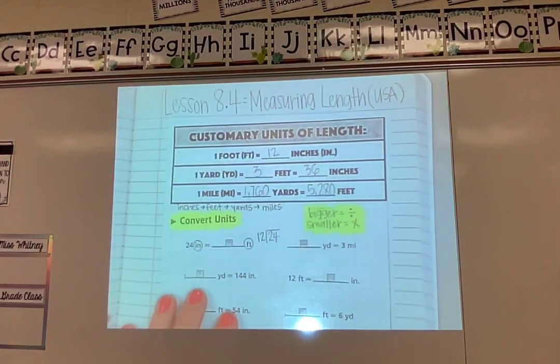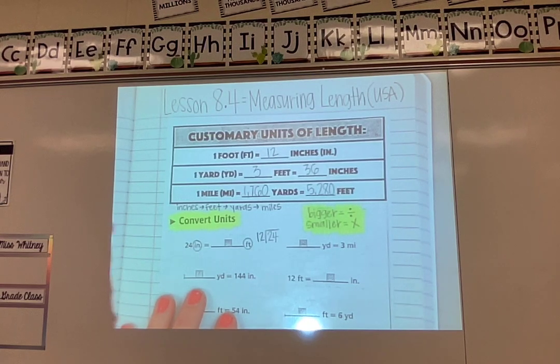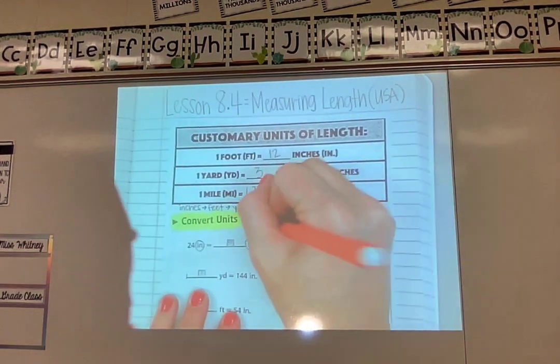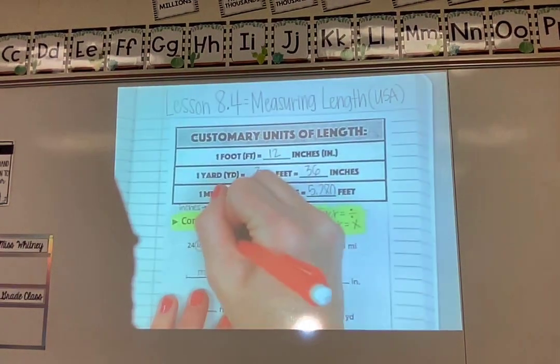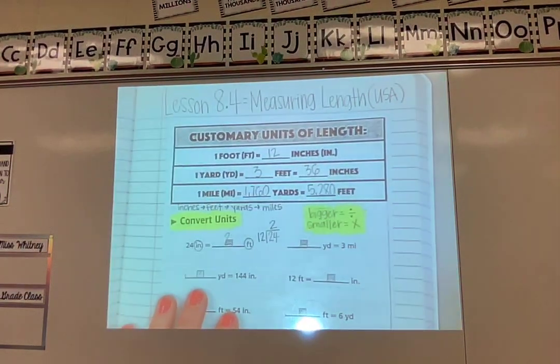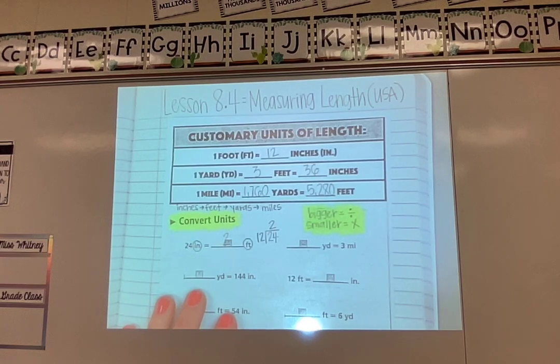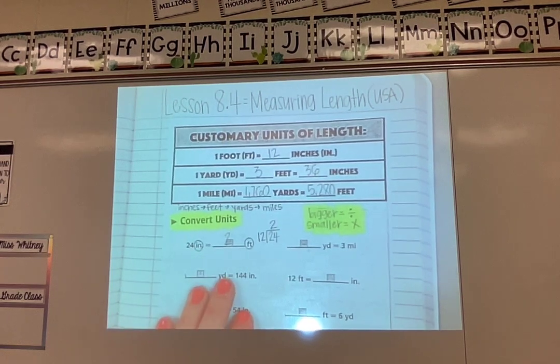Now, this part should go pretty quickly. These are like multiplication facts by the time you get to here. So 12 into 24 would be 2 times, and it would go exact. So this would be 2 feet. Let's try another one so that we can get the hang of it.